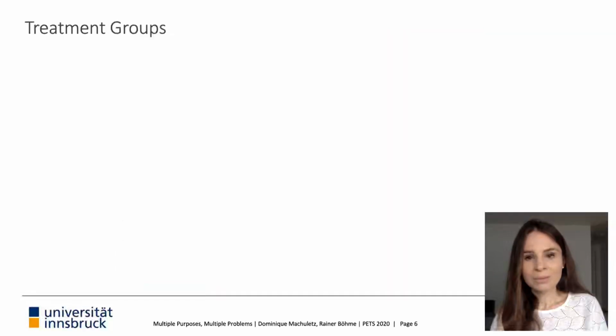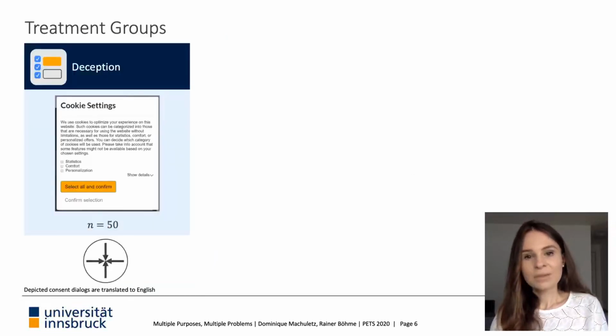As mentioned before, we divided our sample into 3 randomly assigned groups who saw different cookie dialogues. The treatment of the first group is a deceptive dialogue exactly as we saw it first on a large airline website. It contains an explanation text about different cookie settings, as well as 3 selectable purposes with checkboxes. The dialog also includes an expandable part with more details about the categories and 2 buttons. The first button with Select All and Confirm is highlighted. The second is colorless and says Confirm Selection.